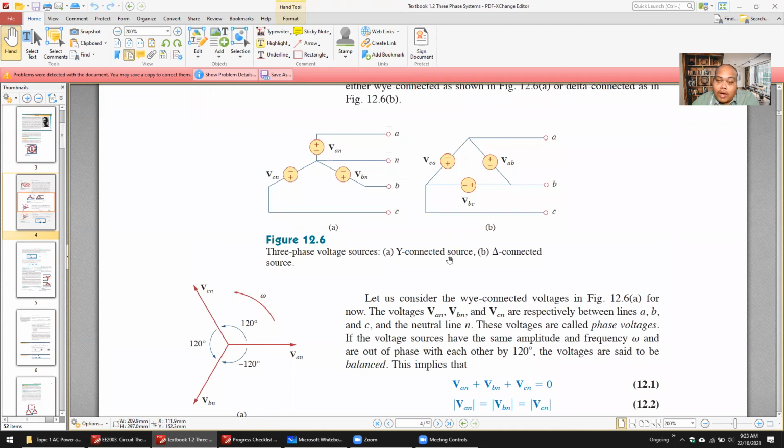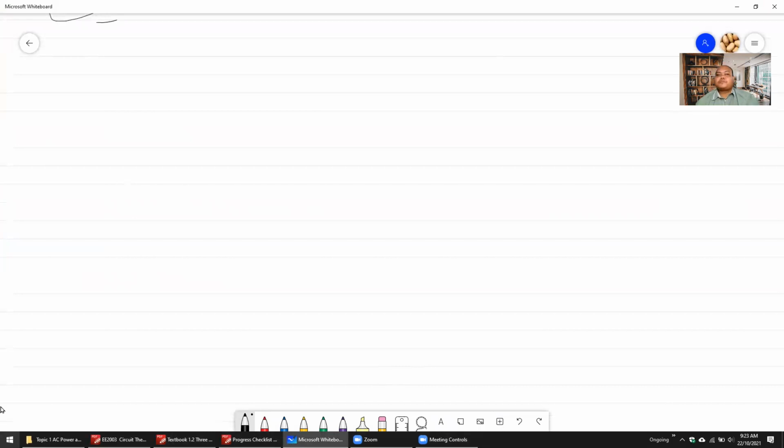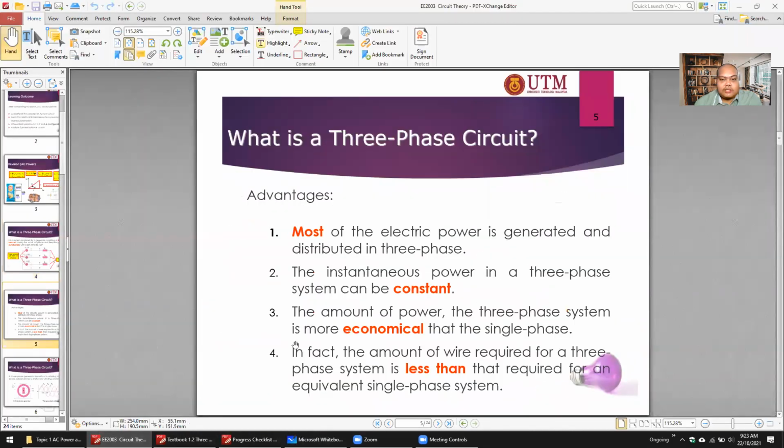You need to know how to draw everything. So today I will introduce you to how to draw the circuit. Before I forget, let me show you here.